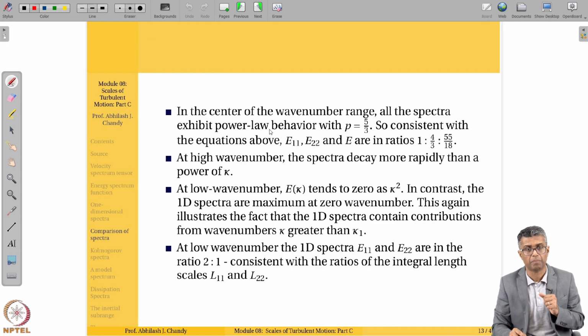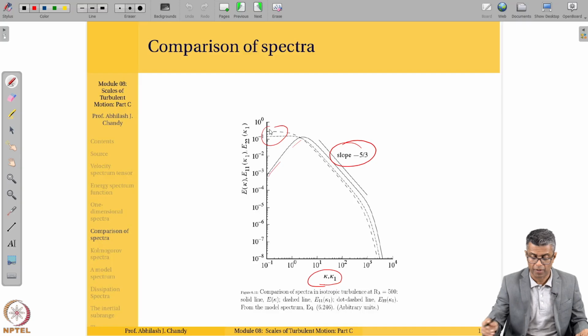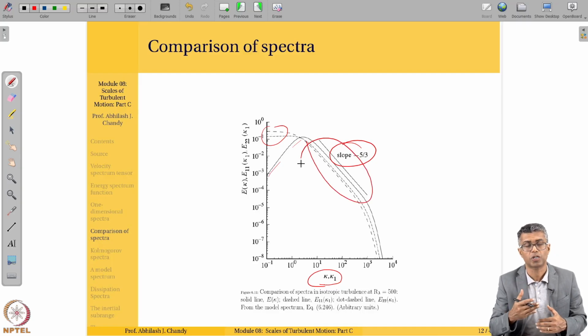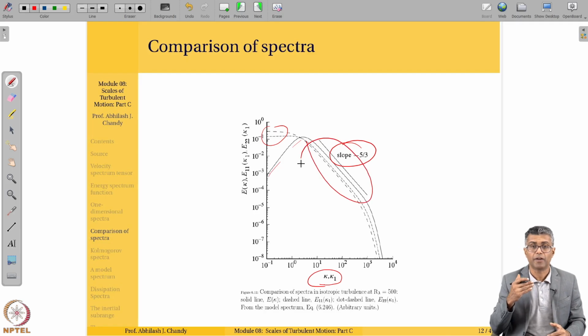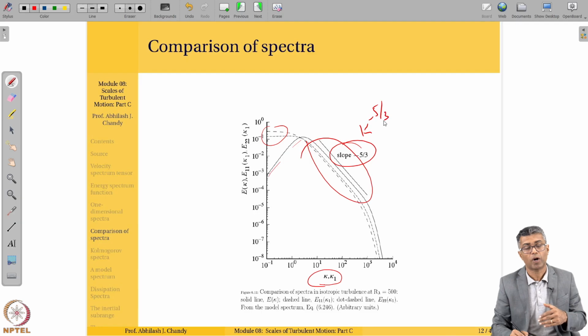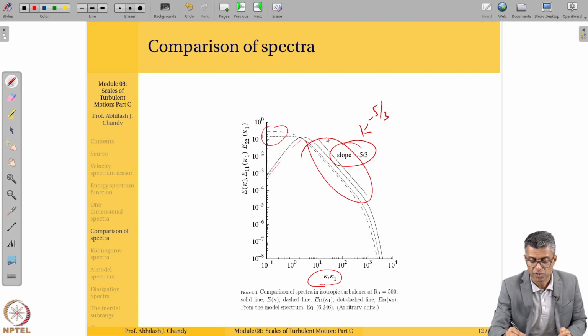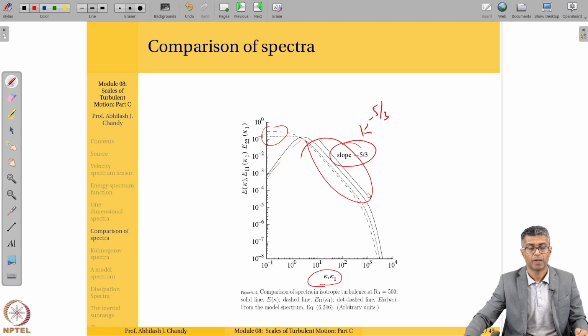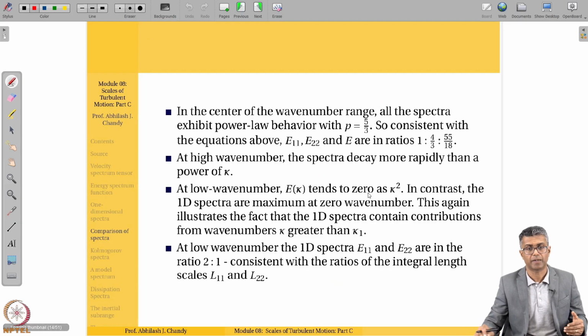So let's make some observations. In the center of the wave number range, all the spectra exhibit a power law behavior. Here you go. This is the center of the wave number range where all the spectra exhibit a power law behavior. They vary as kappa to the minus 5/3. And that is why on a log scale, you are going to have a straight line with a slope of minus 5/3. Because it is raised to kappa to the minus 5/3, on a log scale, it's going to be a line with slope minus 5/3.